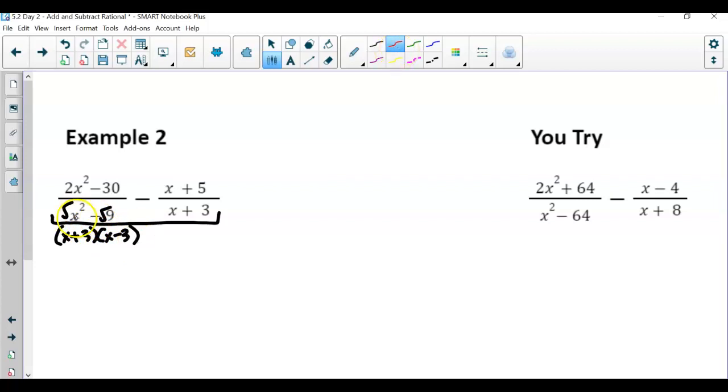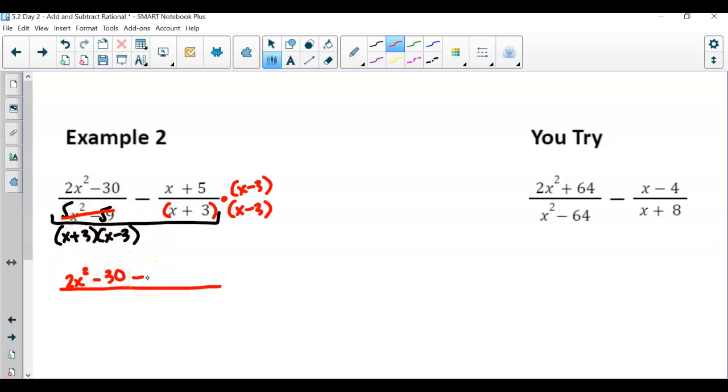So if I can factor this binomial here into x plus 3 times x minus 3, and this denominator is already x plus 3, then that means what's missing? X minus 3. So I'm going to multiply by x minus 3 here. So now, for the first, I'm going to go ahead and bring this down, because this already had the denominator that we're using, so 2x squared minus 30.